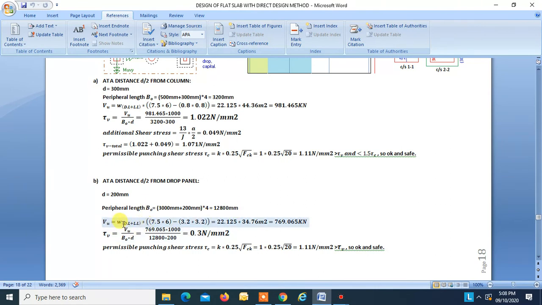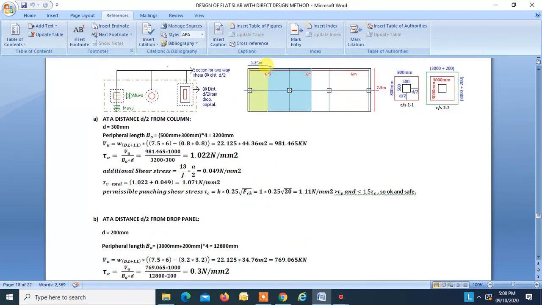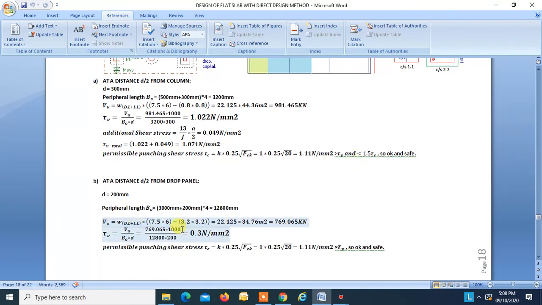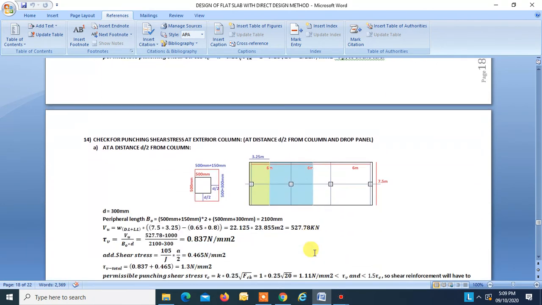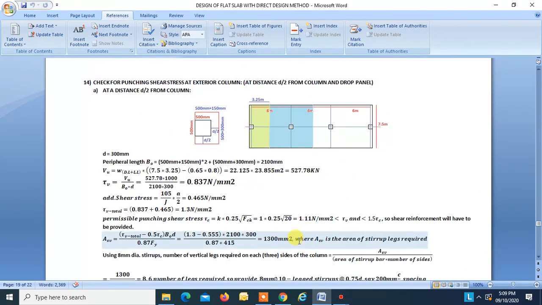Again, VU we find by this area minus this area. We get the area outside this periphery, into W, that is equal to 769.065. So tau we find is found as 0.3, which is less than permissible 1.1. So this is okay. Now coming to the check for punching stress in a single column.